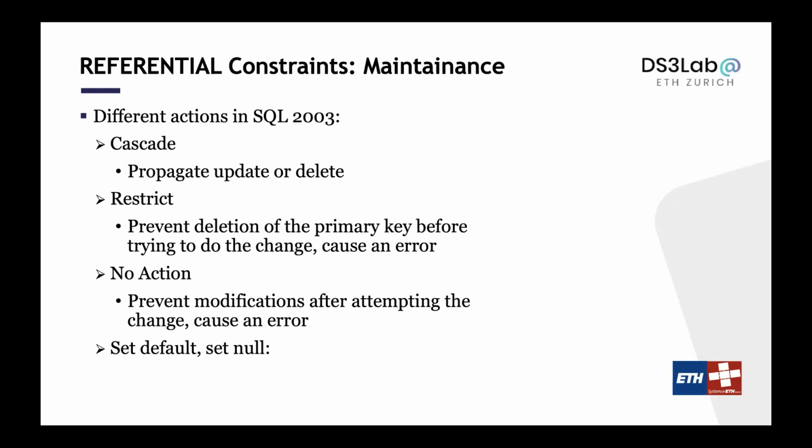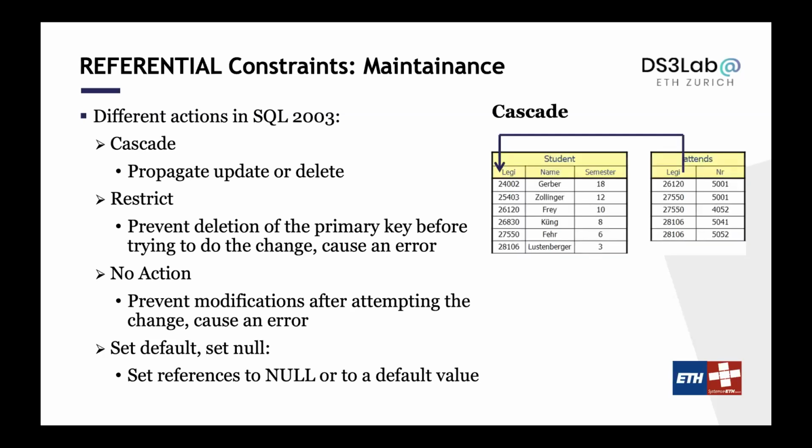And then there's another action called set default or set null. It pretty much says whenever I'm violating the foreign key constraint, I set the value to null or to a default value, such that it's not violated anymore. So let's look at examples. It's easier to see that in an example.